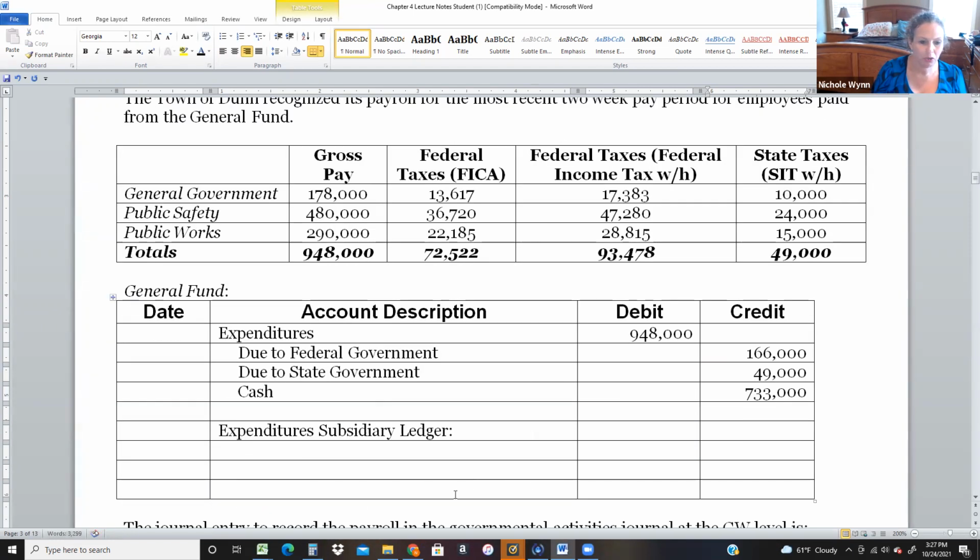Okay. So as far as detailing out these expenditures, we need to detail out the 948. Sometimes students are like, I'm not sure what to detail. Well, expenditures is a debit. The expenditures subsidiary will be 3 debits, and they will be for the general government, public safety, and public works. And you're detailing the 948 because that's the amount of the expenditures. So it would be 178, 480, and 290.